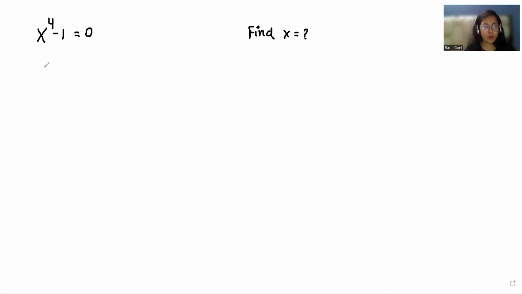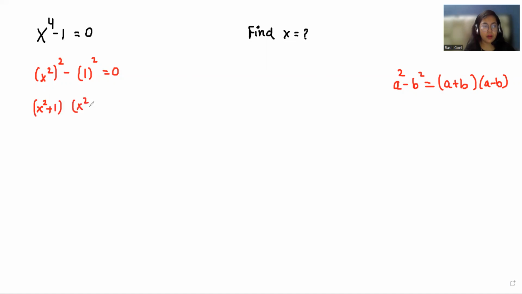So x power 4, we can write it as (x square) whole square, and here 1 as 1 square. So here we can use the very famous identity, that is a square minus b square equals (a plus b)(a minus b). So we can write it as (x square plus 1)(x square minus 1) equals 0. So x square plus 1, in this case, we can write it as x square minus 1 square.